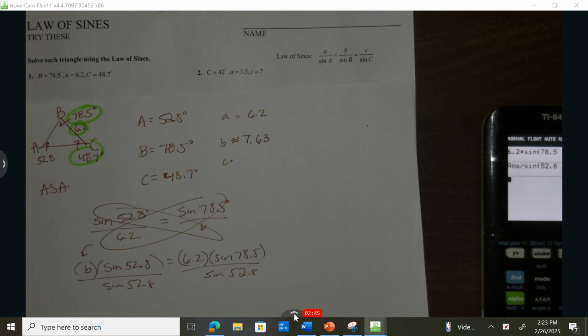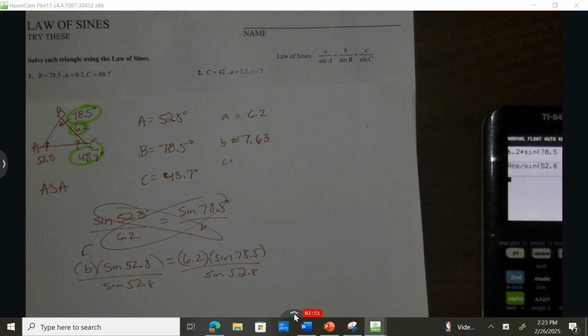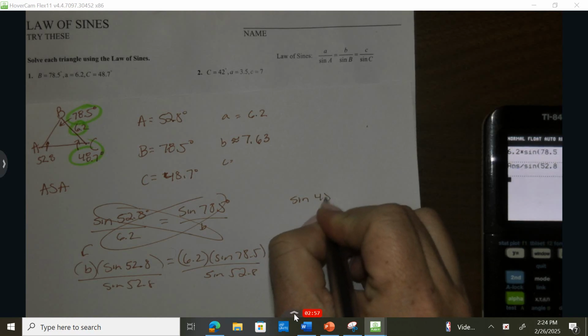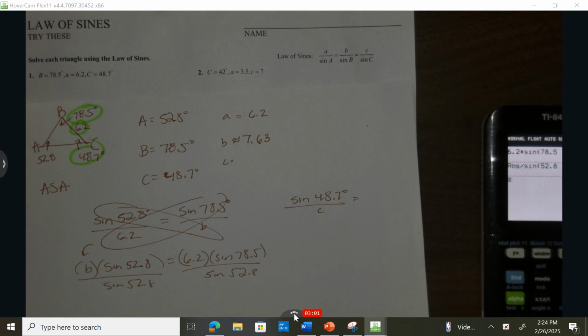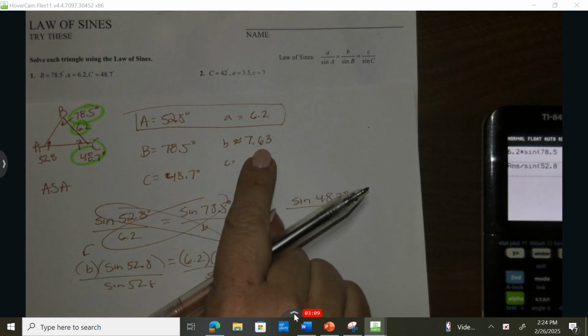A lot of students, when they're going to go about finding our last remaining side, sometimes ask, can I use the Pythagorean theorem? That can only be used with a right triangle, and this clearly does not have any angle that's 90 degrees. The other question I get asked is, they know they're going to set it up by sine of 48.7 degrees over side C, and then they ask, do I use A or do I use B? We always want to use given information, not information that we found that is rounded.